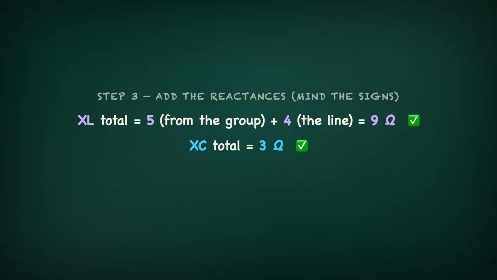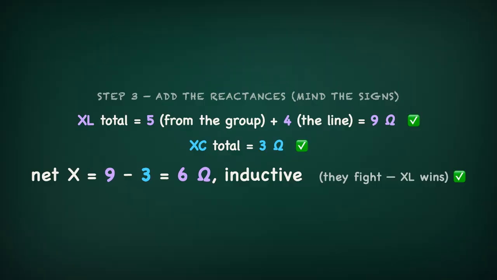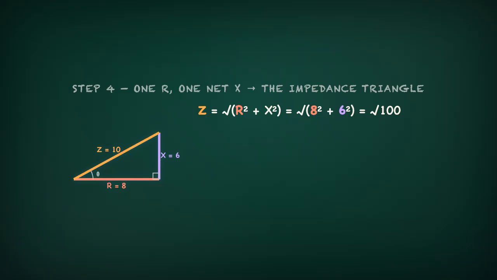The capacitive reactance total is 3 ohms. And here's where they fight. Net reactance is 9 minus 3, 6 ohms. And it's inductive because the inductor won. Now the whole circuit is just one resistance and one net reactance. Combine them on the impedance triangle.